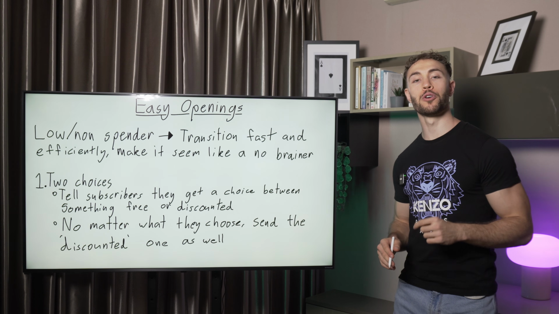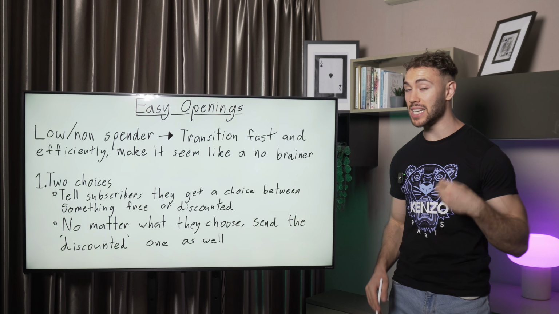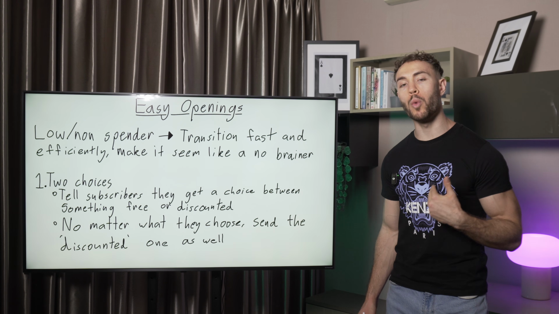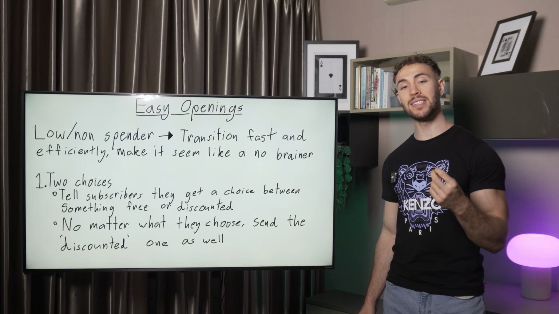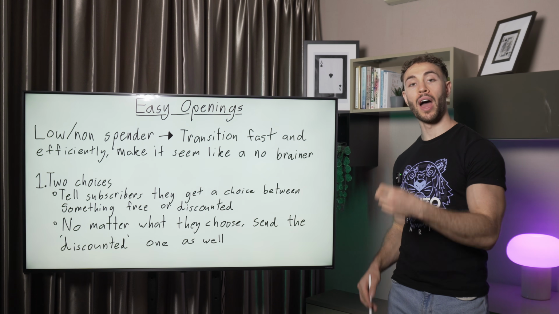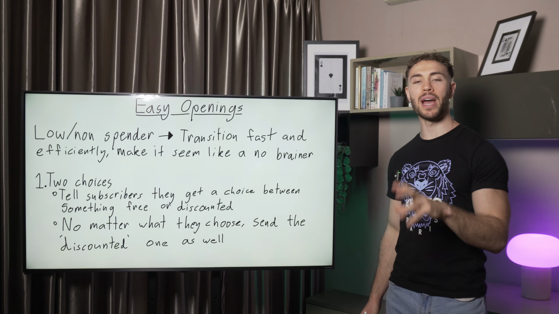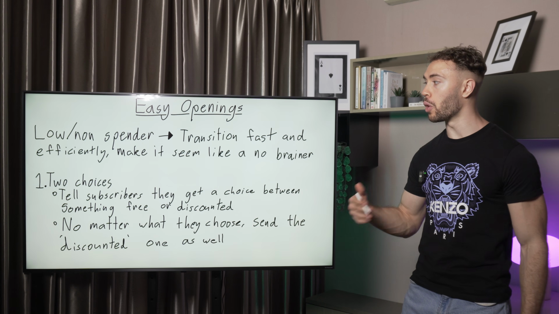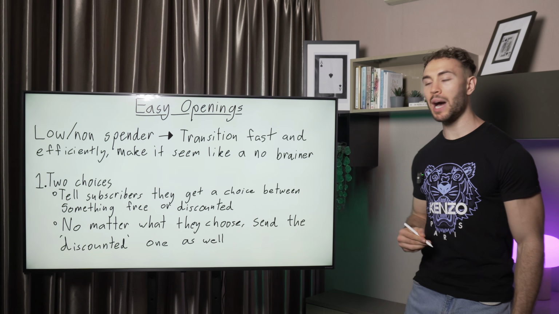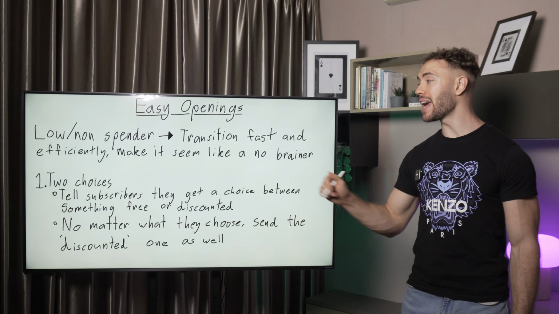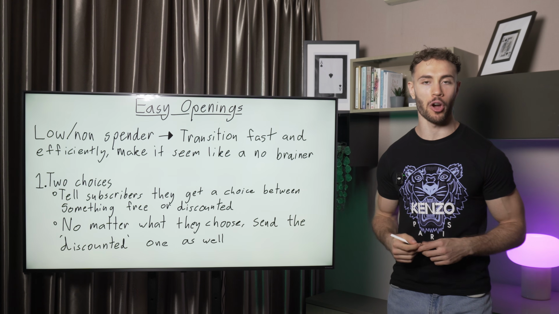Great, so that's what we do when a subscriber creates the opening themselves by purchasing something off the page. But what about when we want to create the opening? Basically, we need to transition into selling a pay-per-view. And the way that we do that is going to depend on who we're talking to. If we were talking to, say, a low or non-spender, we want to be able to transition in a way that is fast and efficient and make that first pay-per-view seem like a no-brainer.